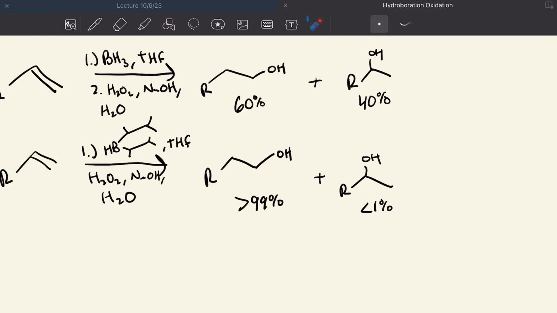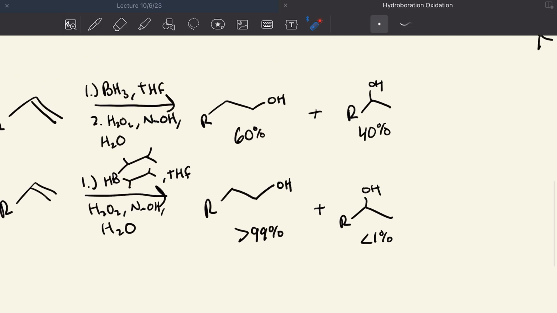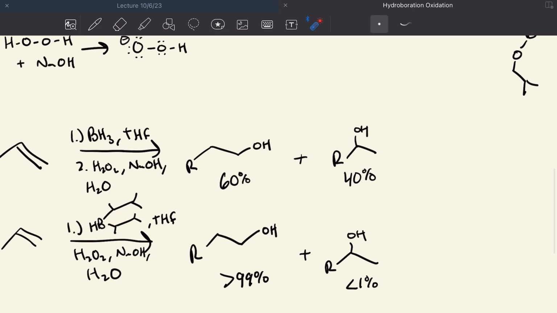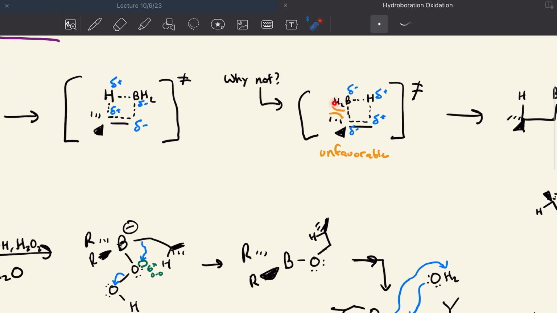And just to sum it all up, it's all due to the steric interactions of these bulky alkyl groups. Because if these bulky alkyl groups were where these hydrogens are, this would occur a lot less frequently, just due to increased sterics.